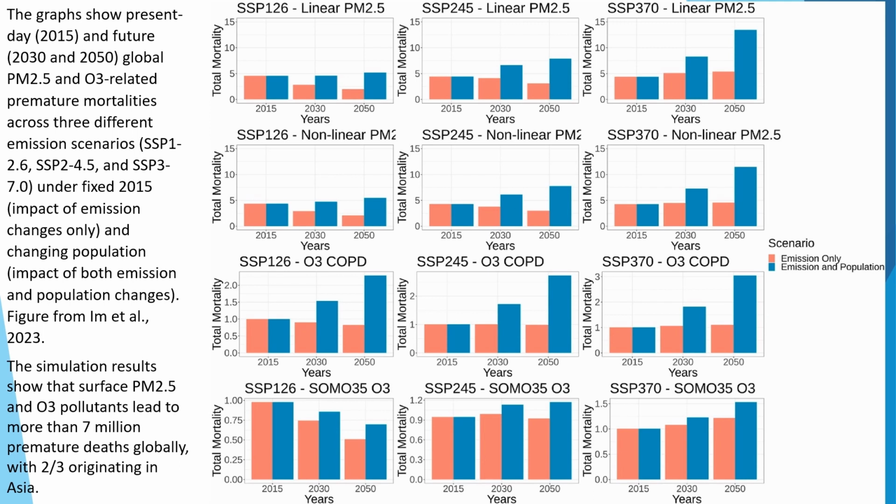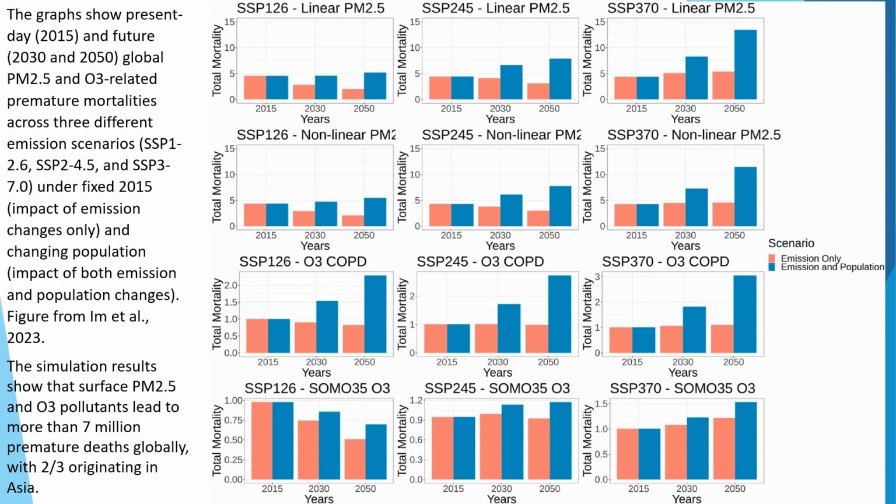The graphs show present day, 2015, and future, 2030 and 2050, global PM2.5 and O3 related premature mortalities across 3 different emission scenarios, SSP1-2.6, SSP2-4.5, and SSP3-7.0, under fixed 2015, impact of emission changes only, and changing population, impact of both emission and population changes. Figure from Im et al., 2023.